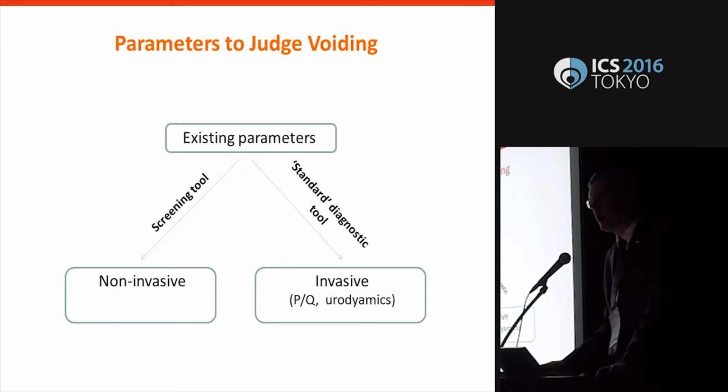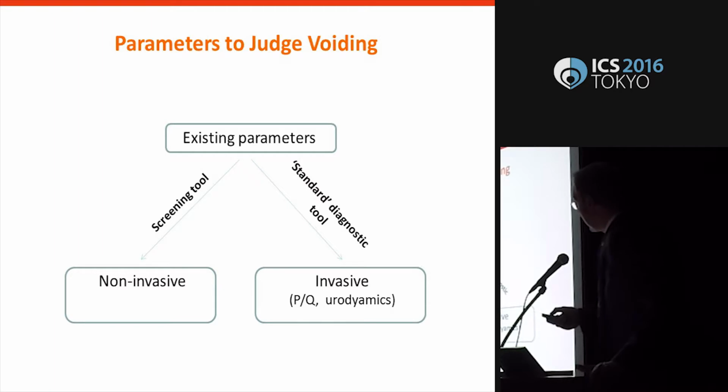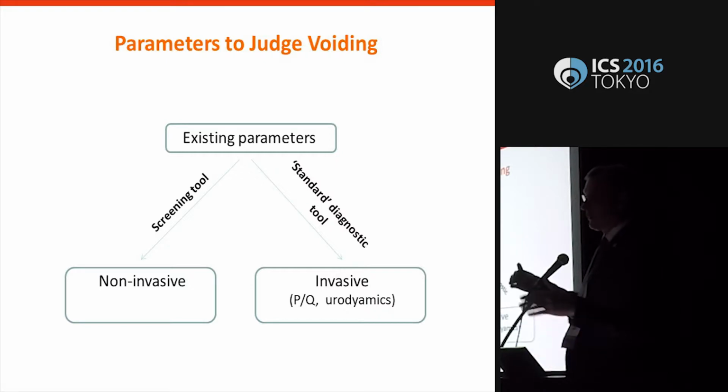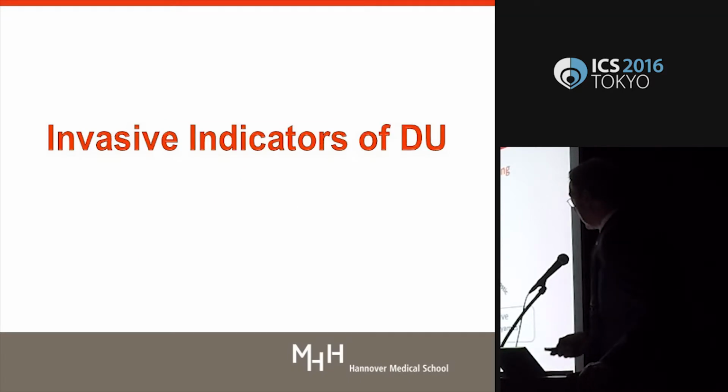So we are now looking for the diagnosis. How can you practically make the diagnosis at home? We have many existing parameters, and we have the standard diagnostic test, which is invasive pressure flow data, that is, urodynamics. It may even be possible to develop a screening tool with non-invasive parameters to identify at least extreme forms of detrusor underactivity, or to have a good idea who could be a candidate for detrusor underactivity.